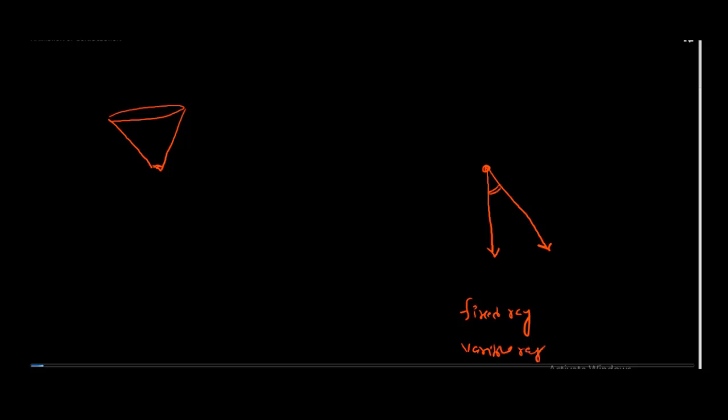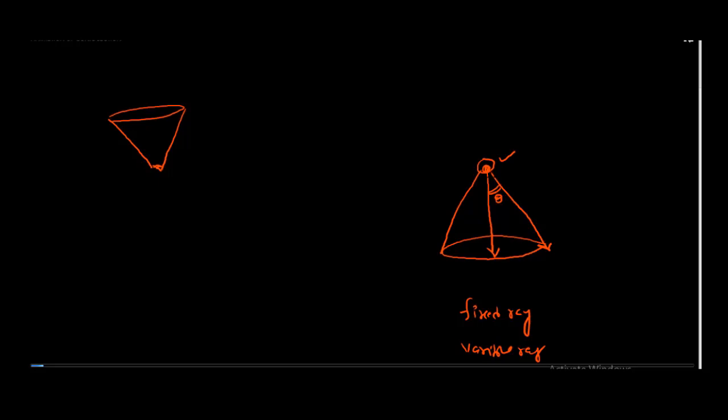The angle between these two rays is taken as theta. If theta is varying, automatically the position of the variable ray will vary. That's why the ray is called the variable ray. Now if this variable ray is rotated with respect to this point in space, the figure so formed is called a cone. Cone is generated by rotating this variable ray with respect to this point.